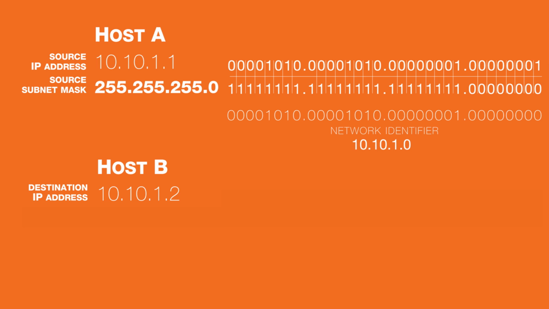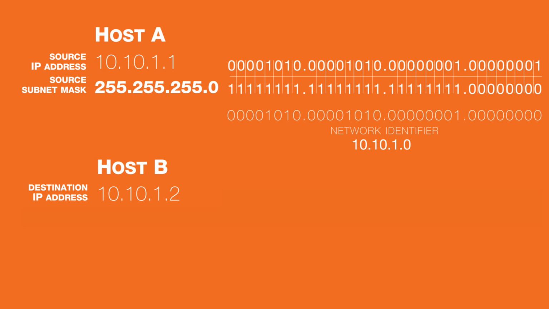In this case, the source's network identifier is 10.10.1.0. No matter how many host bits are in an IP address, if they are all zeros, that represents a network ID and cannot be assigned to a host. In this case, there are 8 host bits, and they can't all be zeros, because the IP address with all host bits set to 0 represents the network ID.